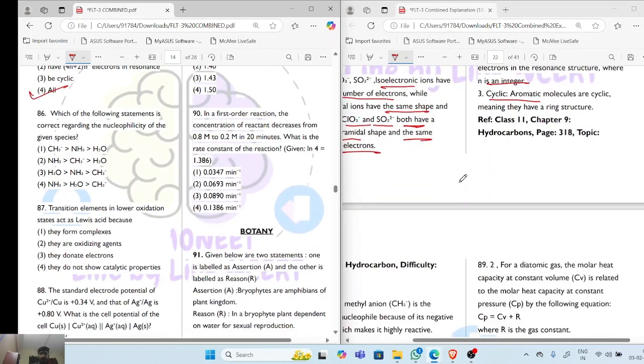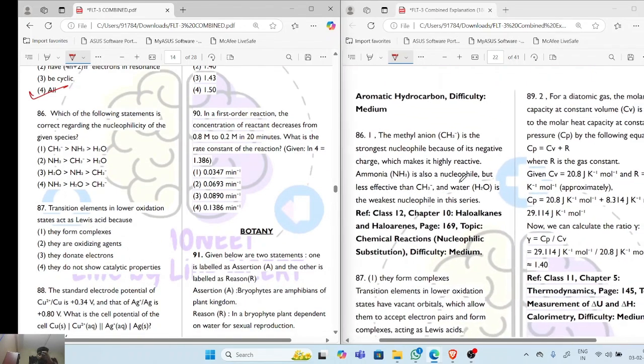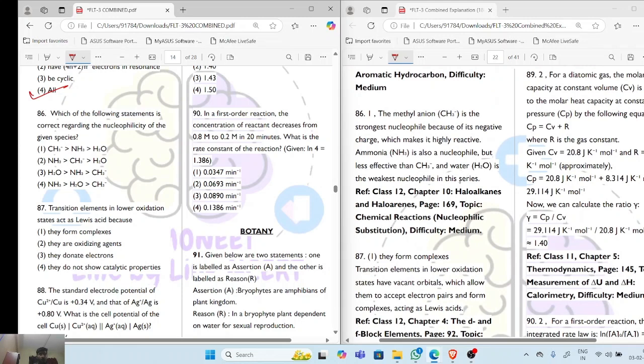Now comes to question number 86. Which of the following statements is correct regarding the nucleophilicity of the given species? Option number 1, the methyl anion, which is CH3 minus, is the strongest nucleophile because of its negative charge, which makes it highly reactive. Ammonia NH3 is also a nucleophile but less effective than CH3 minus. And water H2O is the weakest nucleophile in the series. So option number 1 is our correct answer.